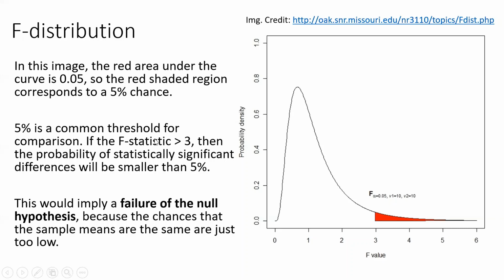Okay, so if the F statistic is greater than 3, if we calculate F and it's 3.2, or it's 3.5, or it's 4.7, any number above 3, then this would imply a failure of the null hypothesis, because the chances that the means are the same is very, very low, less than 5%.